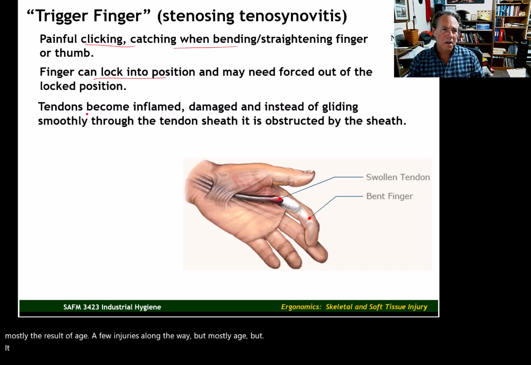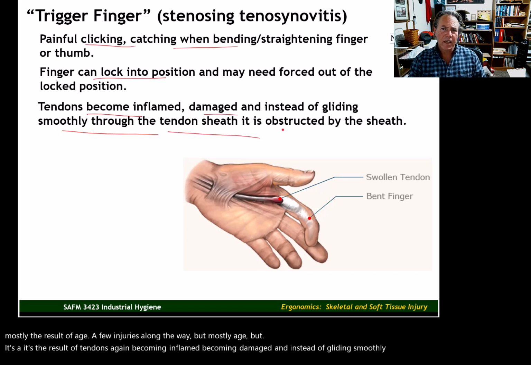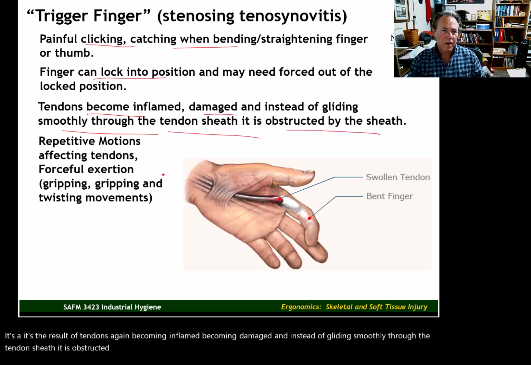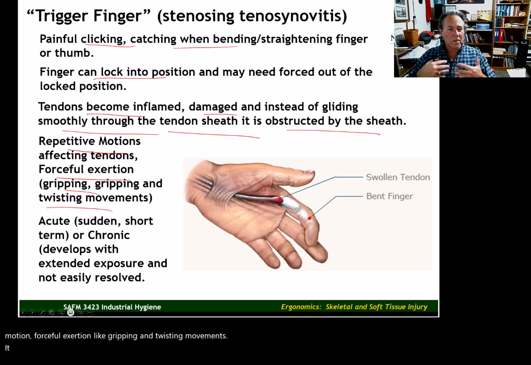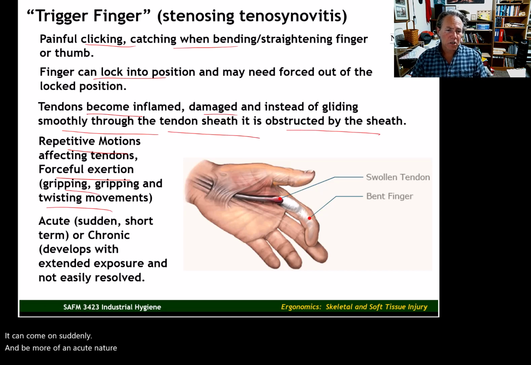It's the result of tendons, again, becoming inflamed, becoming damaged, and instead of gliding smoothly through the tendon sheath, it is obstructed by the sheath. It gets caught on the tendon sheath, and that's the locking. Can result from repetitive motion, forceful exertion like gripping and twisting movements. It can come on suddenly and be more of an acute nature, or it can develop slowly over time and be more of a chronic type of disorder.